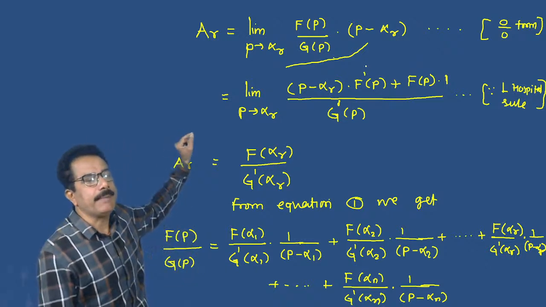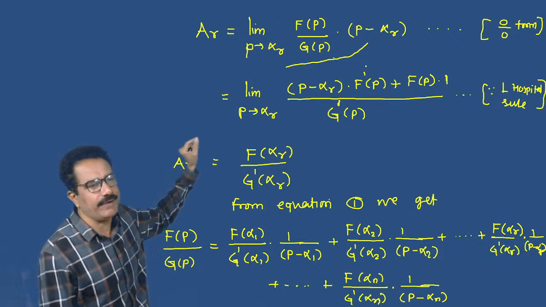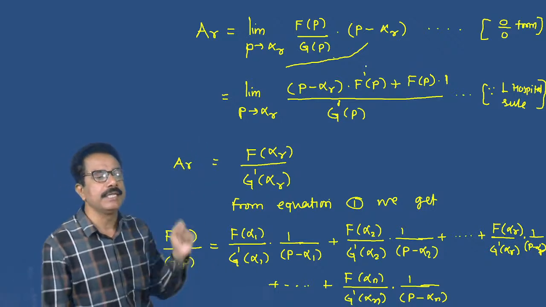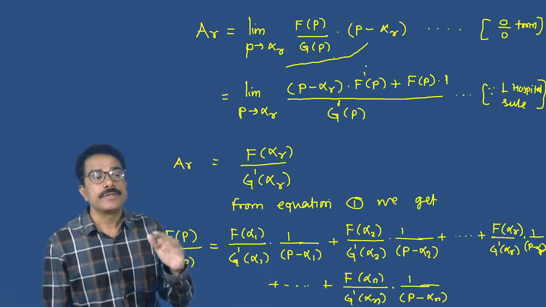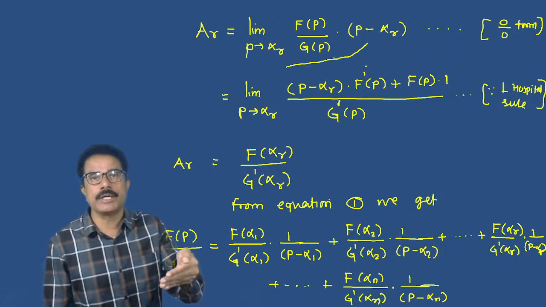Which are those? Capital F of p into p minus alpha. And in the denominator, there is a capital G of p. So, what is the L-Hospital rule?